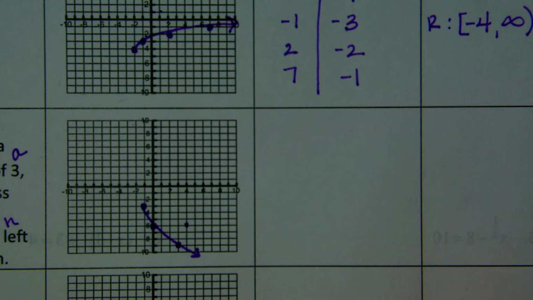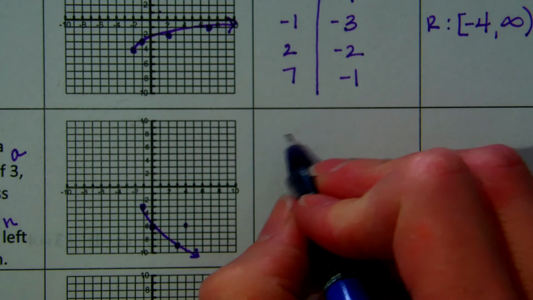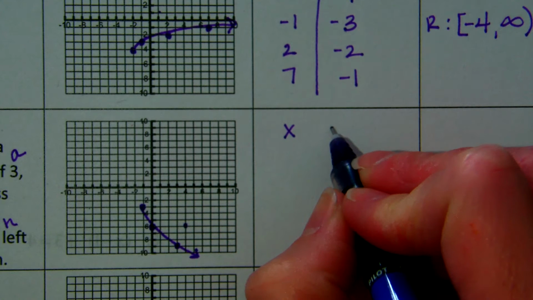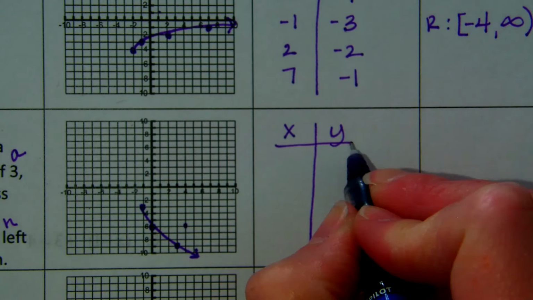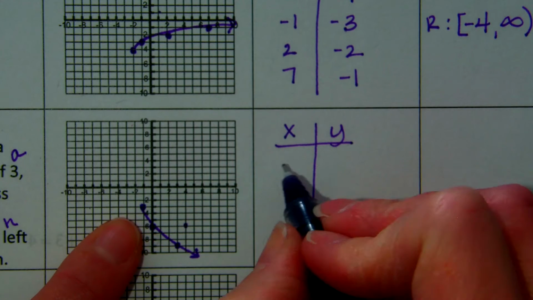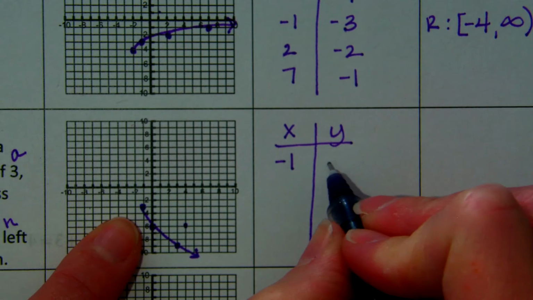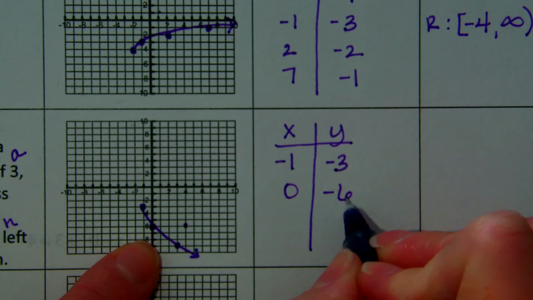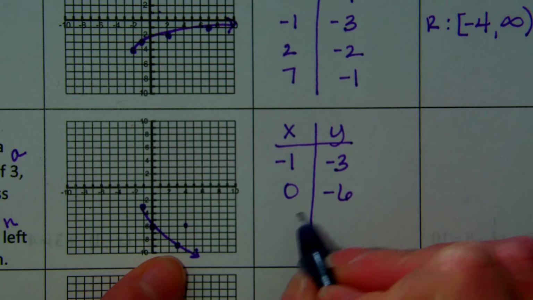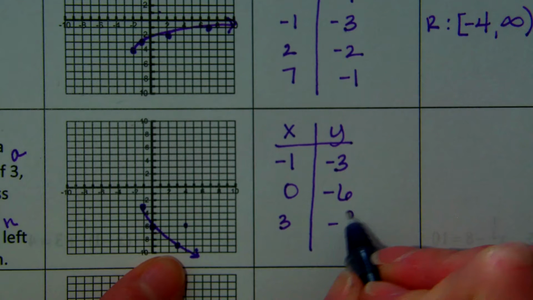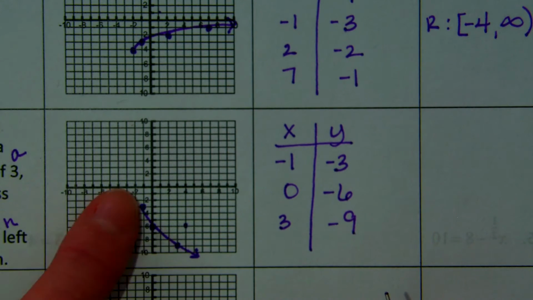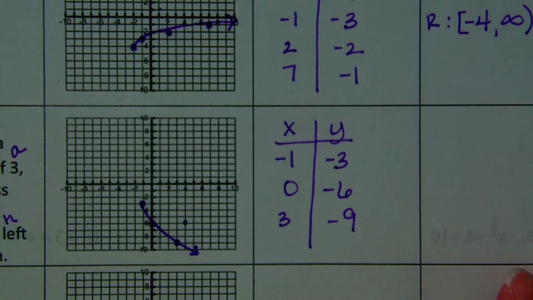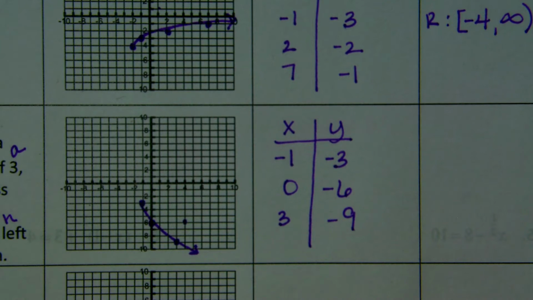All right, guys, to make the table for this graph, just pull the points from your graph right here or from the calculator. So our points are -1, -3, 0, -6, and 3, -9. And those are all the points that fit on the graph. It's okay if those are all the points that are in your table. You should feel free to include more points if you can.